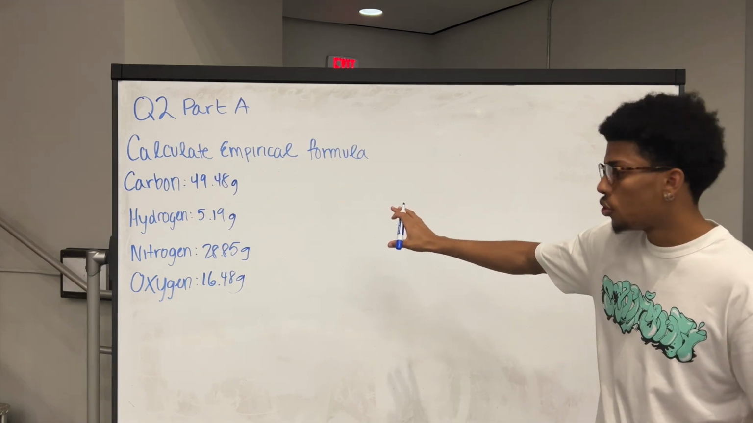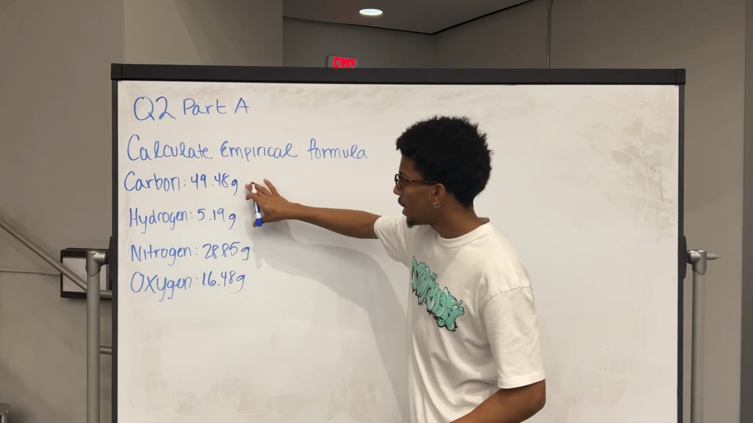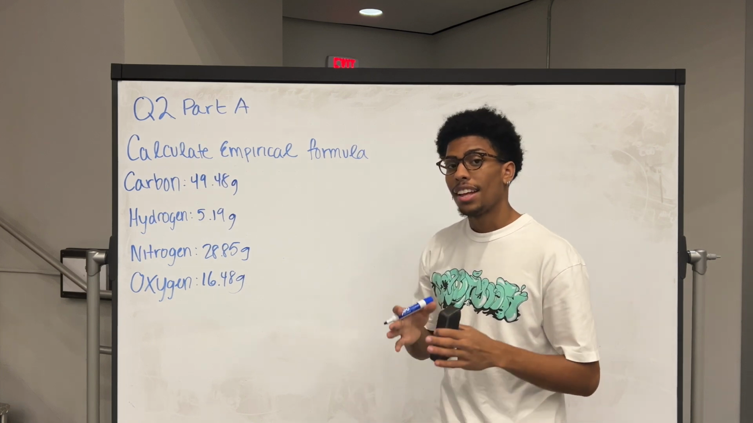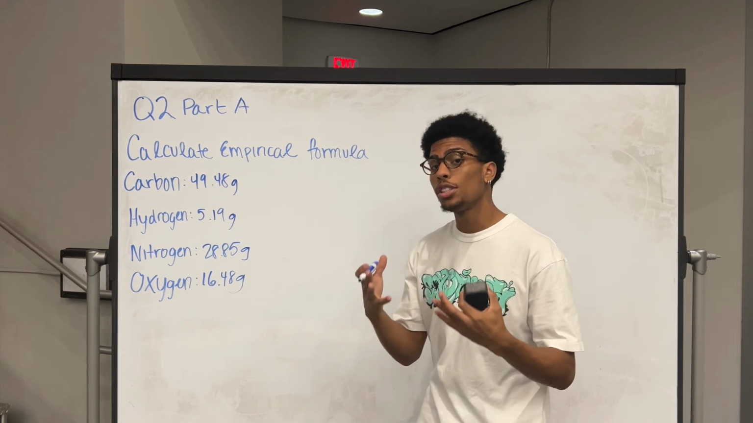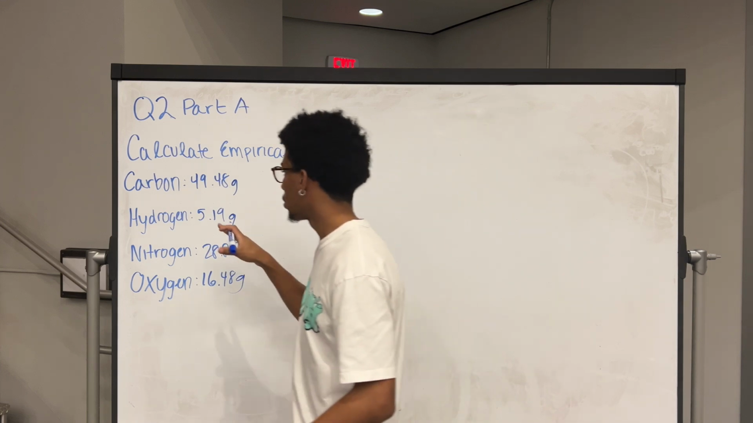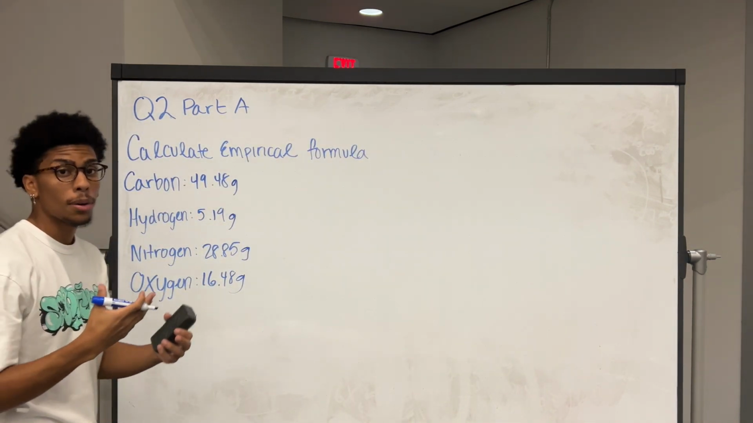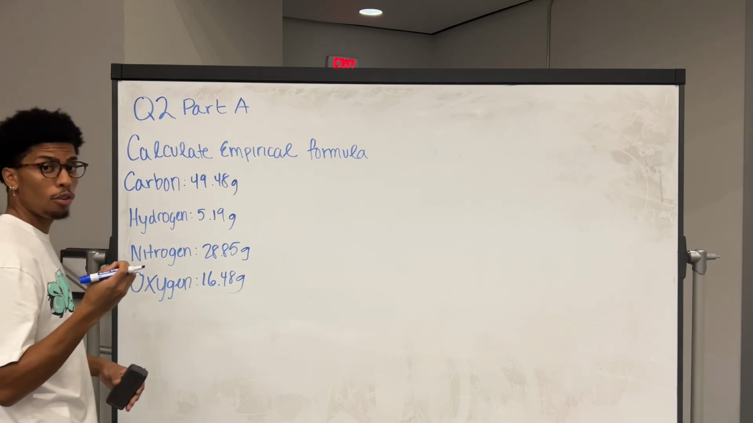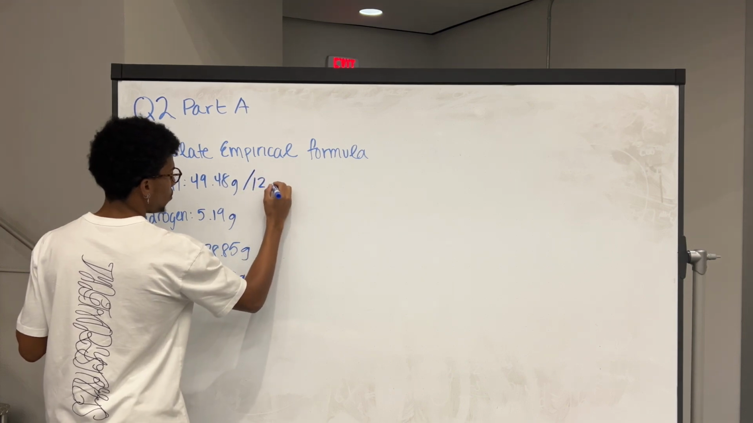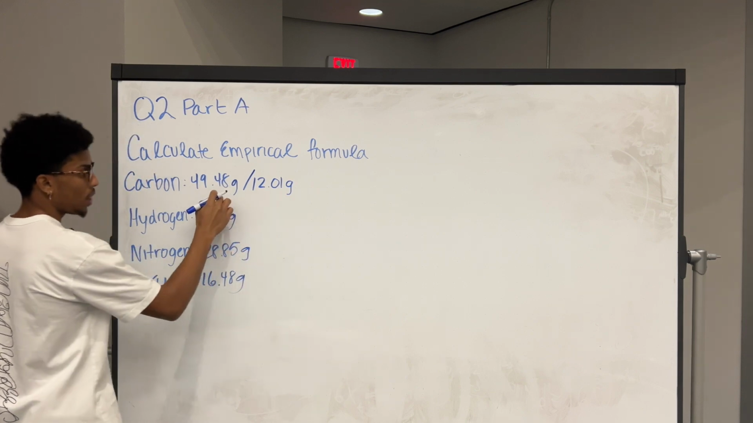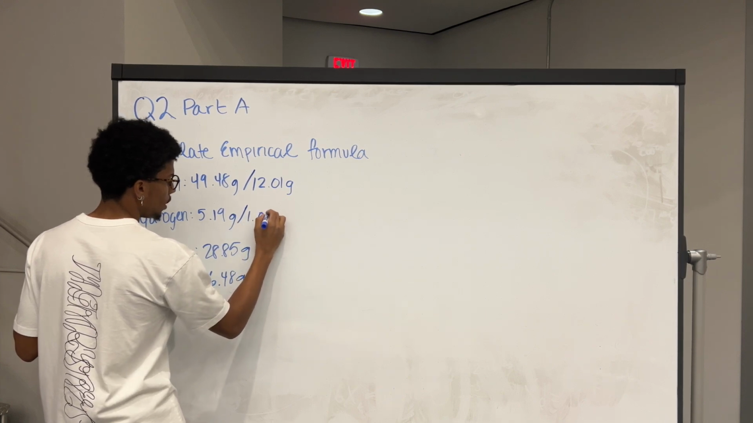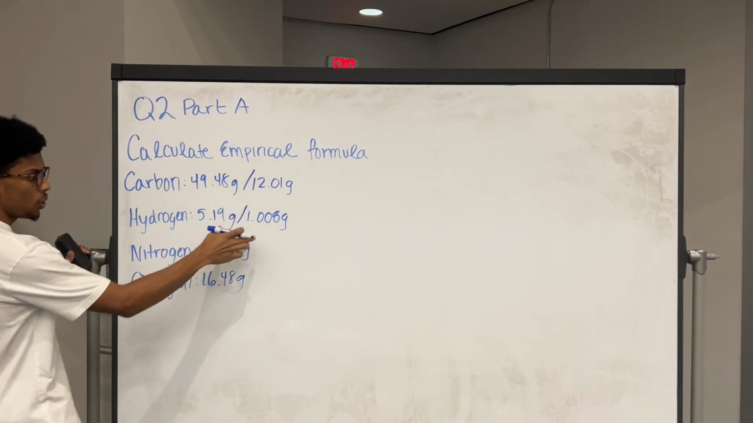So the next thing you're going to want to do is convert these masses into moles. We've already done that before, and you're going to use a conversion factor, which is their molar mass. So carbon's molar mass, or mass number, is 12.01. So again, you're going to divide it by 12.01 grams because we want to cancel out grams, okay? Hydrogen is 1.008 grams because you want to cancel out the grams.